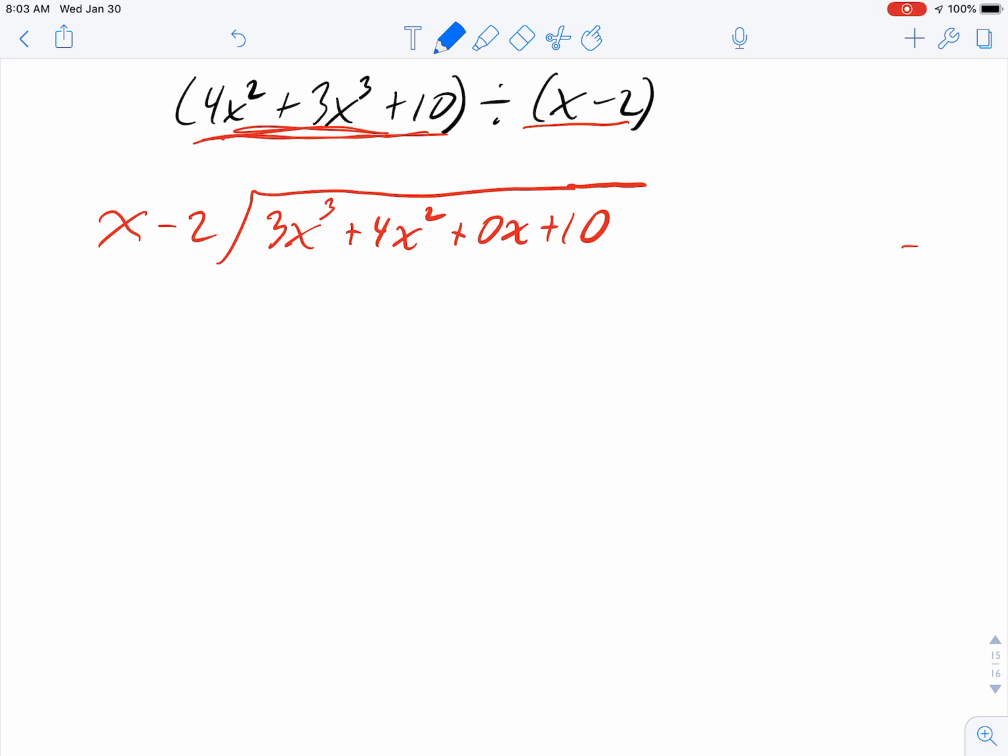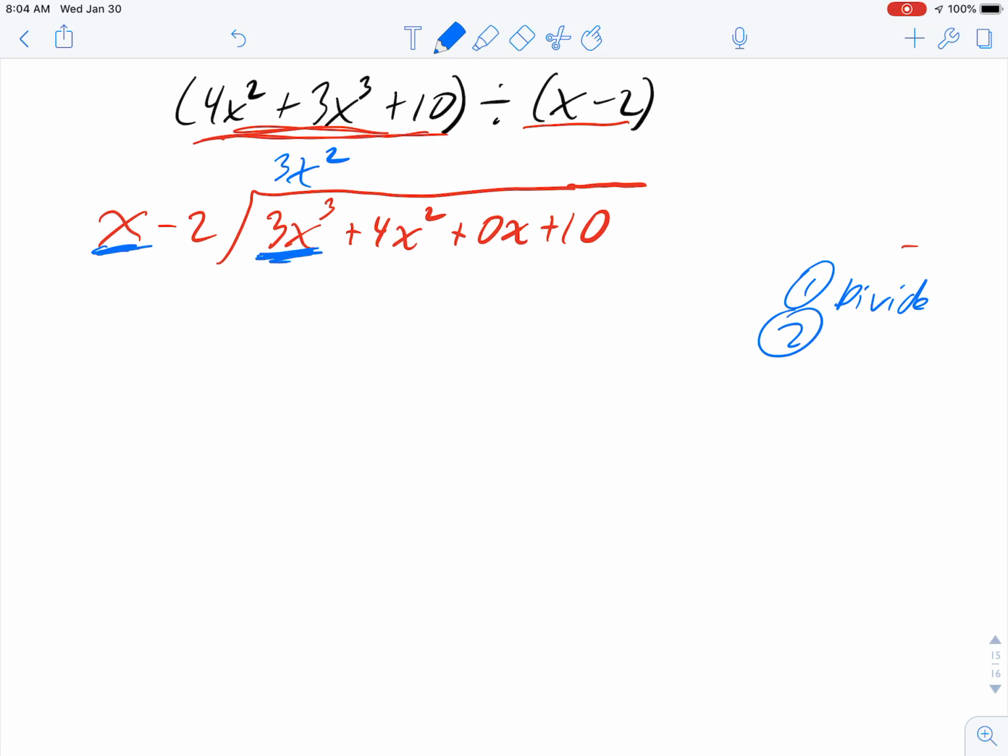So similar to dividing with numbers, we start by dividing. So step one is to divide. And so what we're doing is we're going to divide the first term into the first term. So x goes into 3x cubed how many times? A way to think of that is x times what would give you 3x cubed? And the answer to that is 3x squared.